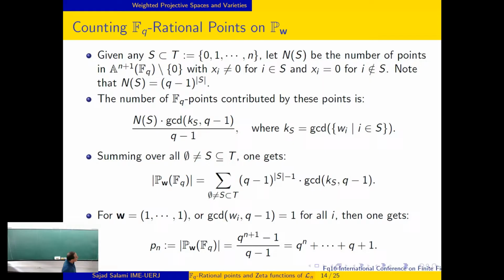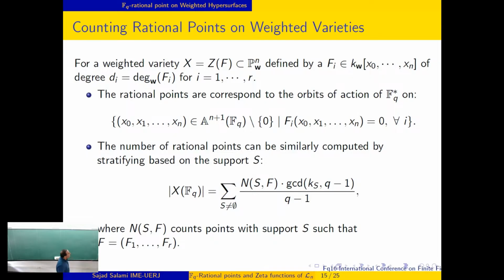So here for special W, when we have all weights equal to 1, the formula is given in this second way. And if we suppose also the weights satisfy this condition, we will get the same formula for the Fq-rational points. So this formula gives a number that counts the Fq-rational points on the projective space. So let's go back to the hypersurface. For any hypersurface that is defined by a polynomial, this is any variety in degree di.